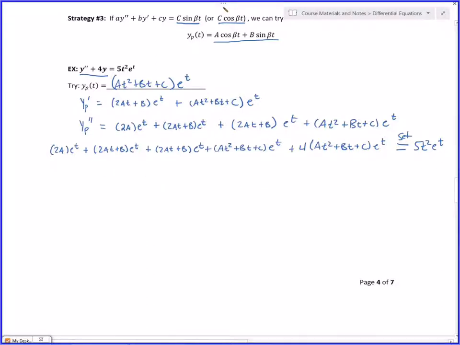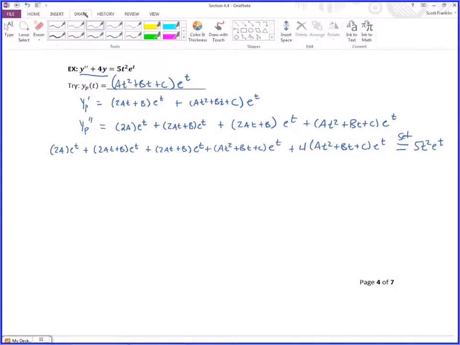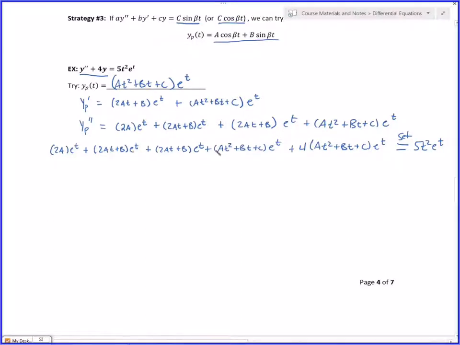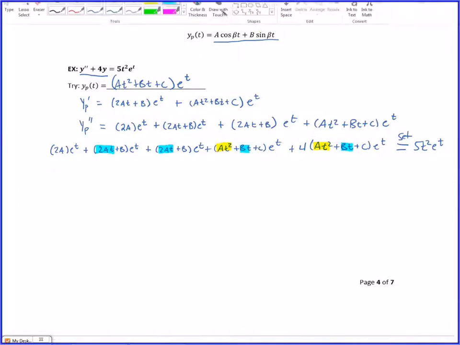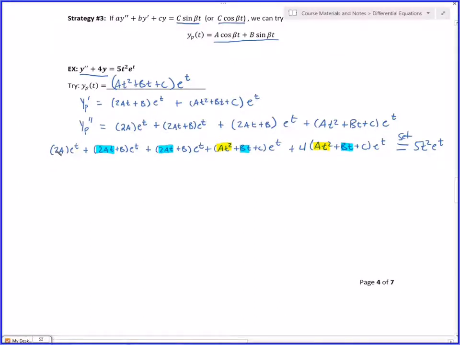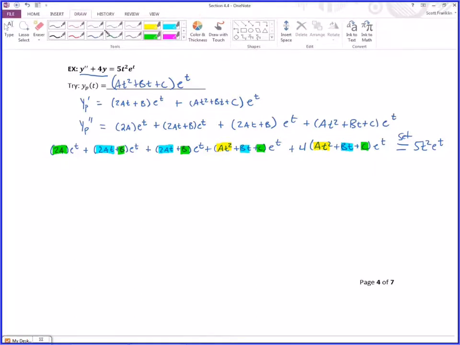So what I'm going to do is group these in the categories of t squared e to the t's, t e to the t's, and constant e to the t's. So here are the t squared e to the t's. Here are the t e to the t's. And then here are the constant e to the t's. And don't forget your coefficients out front.